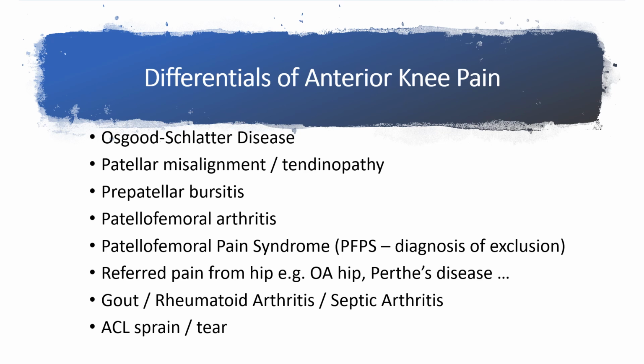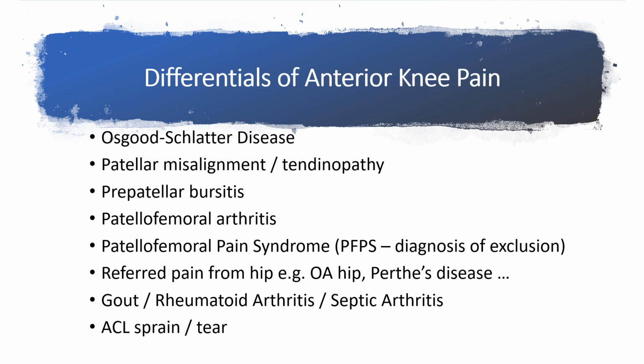Also, you can get referred pain from the hip, osteoarthritis of the hip, or Perthes disease. And then we get into the arthropathies. Could it be an arthritis, gout, or rheumatoid arthritis, or even septic arthritis, infection of the joint? So you may also want to ask about other joints that may be involved, any morning stiffness with rheumatoid arthritis, any fever, thinking about septic arthritis, looking at anterior cruciate ligament sprain or tear.